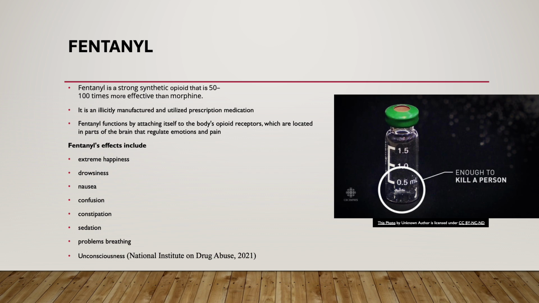Fentanyl functions by attaching itself to the body's opioid receptors, which are located in parts of the brain that regulate emotions and pain, just like heroin, morphine, and other opiate medications. The brain becomes less sensitive to the opioid after repeated use, making it difficult to experience pleasure from anything other than a drug. Drug use and drug seeking take over a person's life when they develop an addiction. National Institute on Drug Abuse.